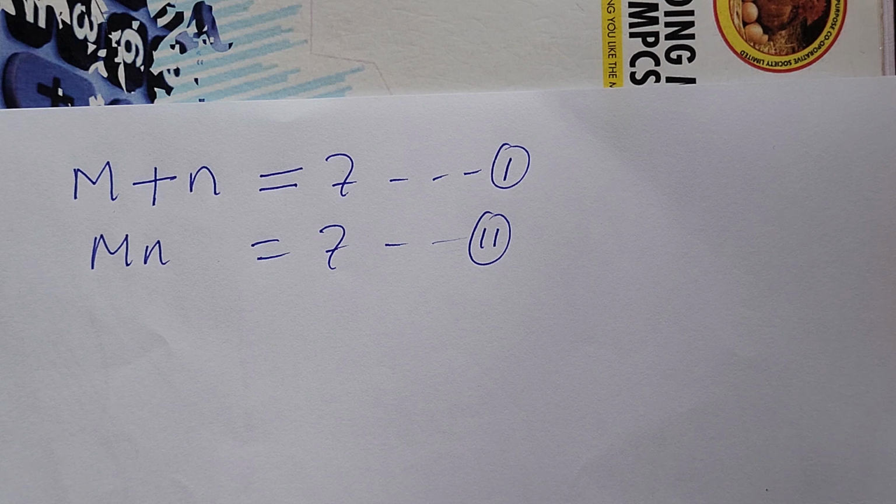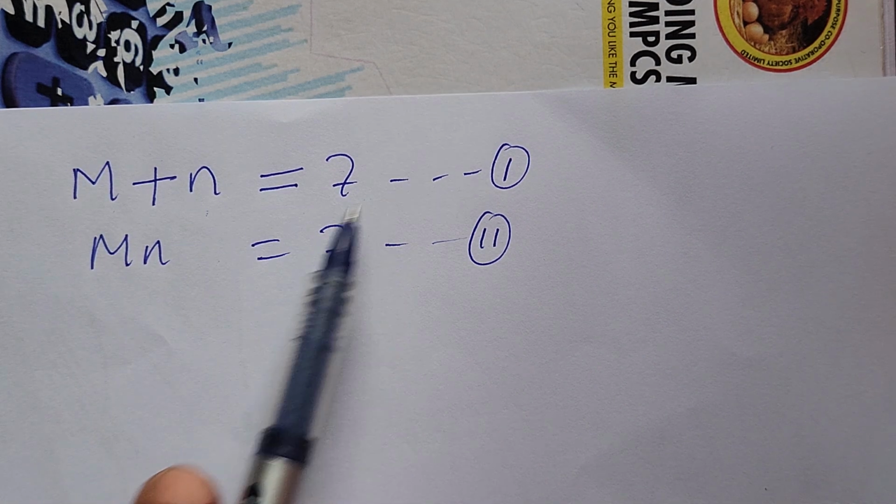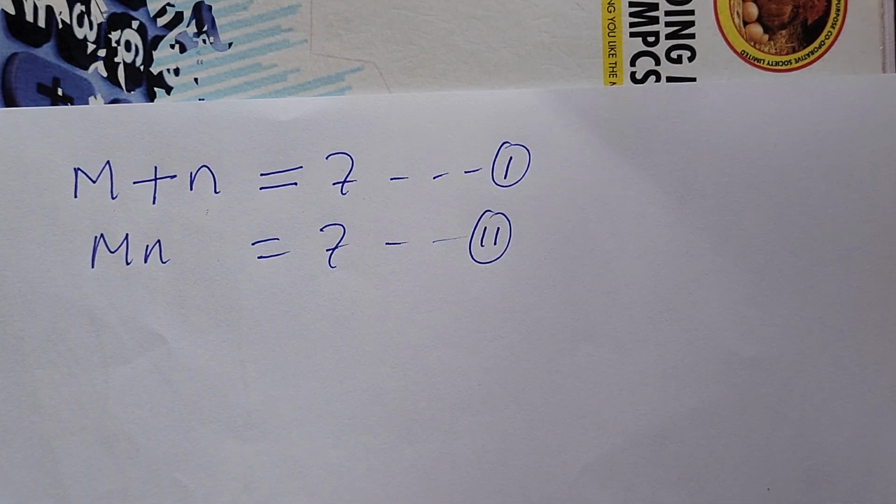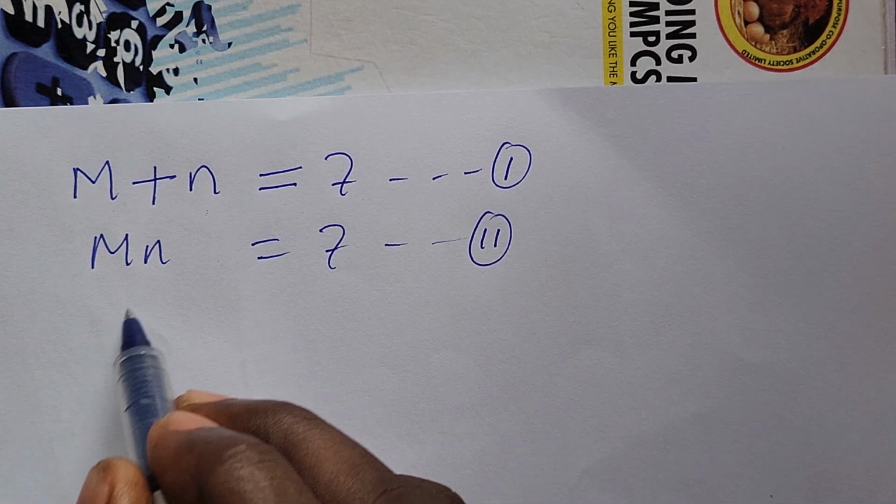Hello, here we have a question before us. How do we solve this math challenge? We have m plus n equal to 7 as equation 1, and mn is equal to 7 as equation 2. So we want to solve for the value of m and n. This is a very simple algebra. So we take our solution from here.